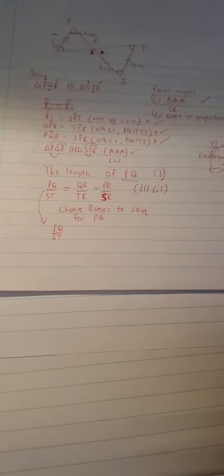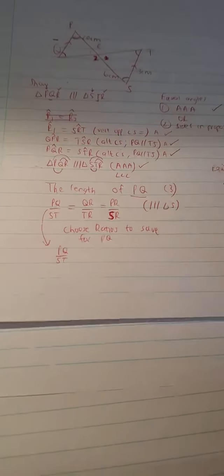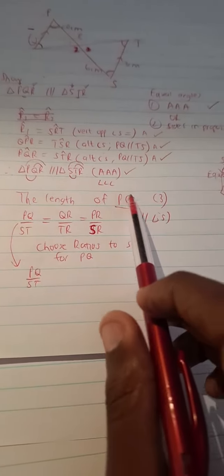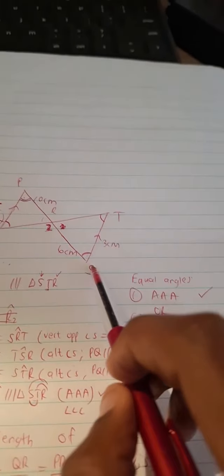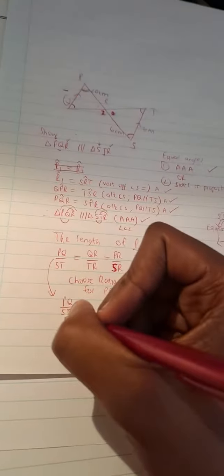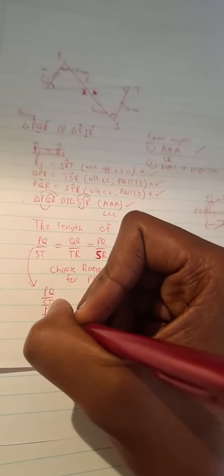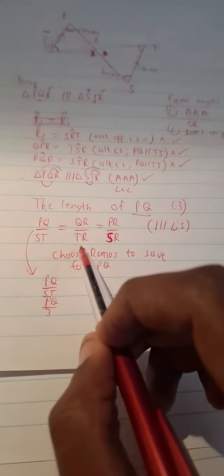So PQ over ST is coming along, no problem. He is my friend. PQ over ST is coming along because PQ is something I want. ST, I need to go check the diagram. Does ST have a length? Yes, it's 3. So that means PQ over 3. It's coming along definitely. Now let's check the next fraction.